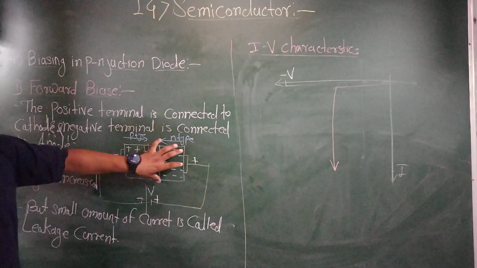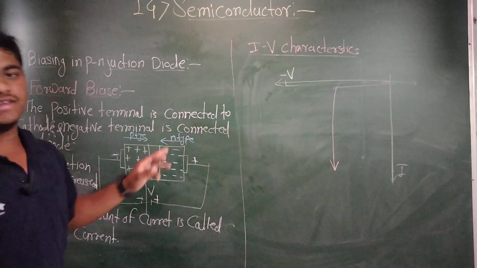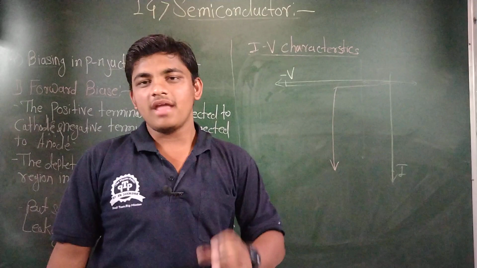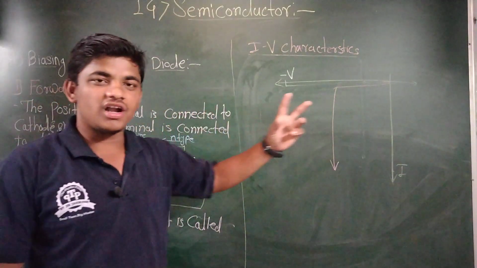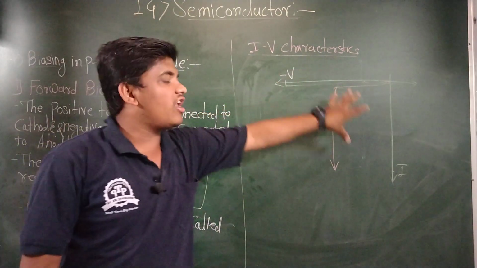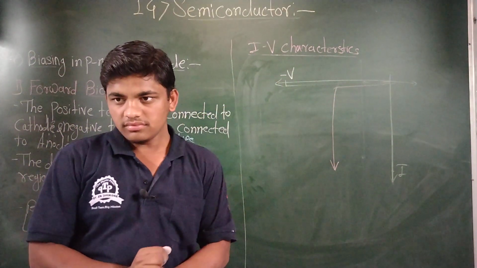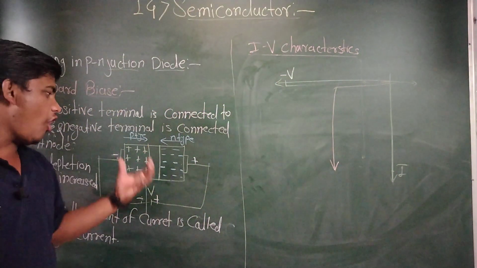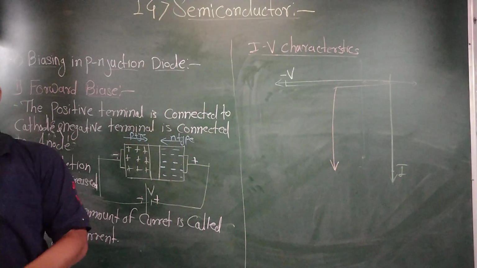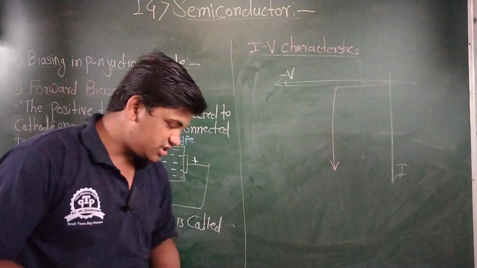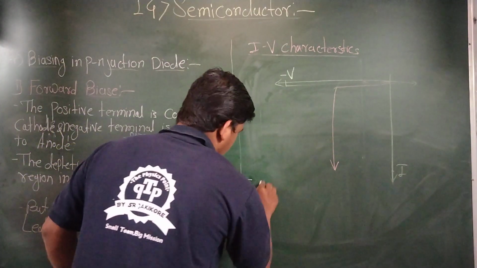If the electrons are free, they travel in the conduction band, and if the conduction band has electrons, these electrons take part in the conduction of current, and that is all about it. For the breaking of these covalent bonds, this effect is called the avalanche effect.